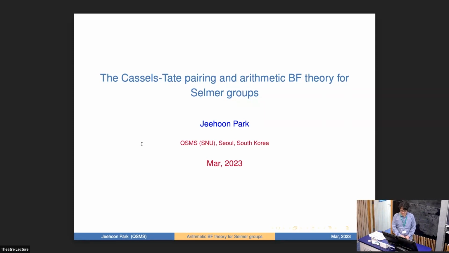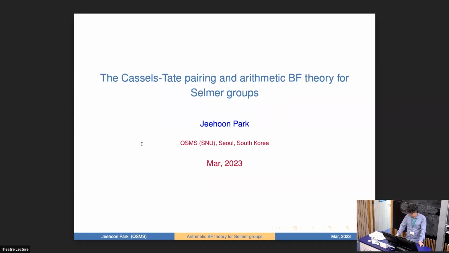Thank you for the good introduction. I would also like to thank the organizers for the invitation to this nice workshop. I'm going to talk about the Cassels-Tate pairing and the corresponding arithmetic DF theory for lemma groups.